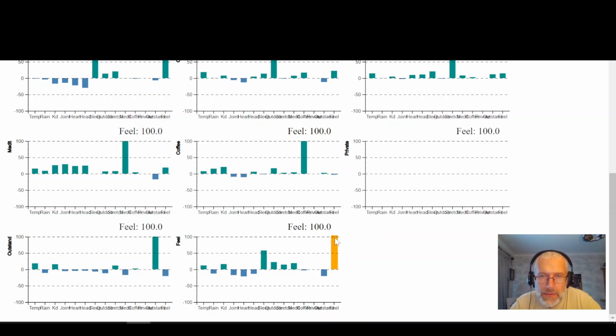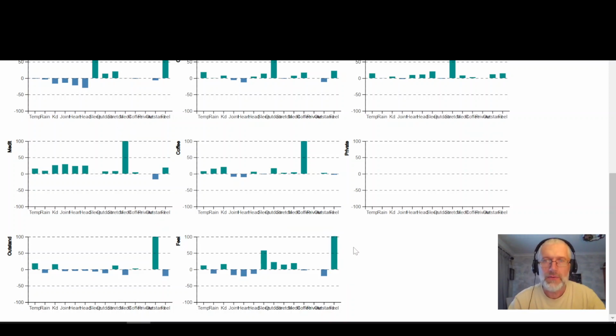Every plot also has this big bar with 100 correlation, and this is the correlation between the indicator with itself. So the indicator is feel, and it correlates with the indicator feel 100%, which is something to be expected, and it only shows that everything works as it should. There were no bugs, there were no typos in generating those plots.